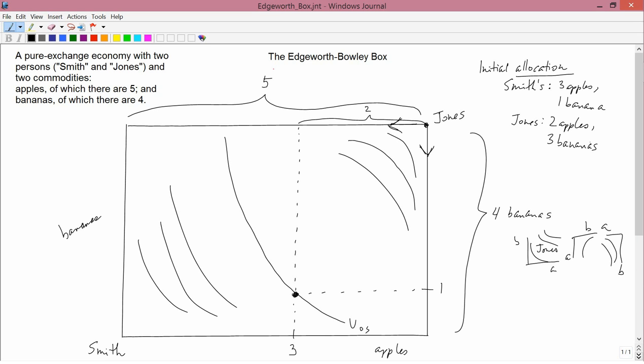And again, we're particularly interested in the one that passes through the initial allocation point. We'll draw it as follows. And Jones, of course, has other indifference curves like this and this and this, and Smith has others like this and this and this and so forth. In the next video, we'll see what Smith and Jones are going to do given this setup.